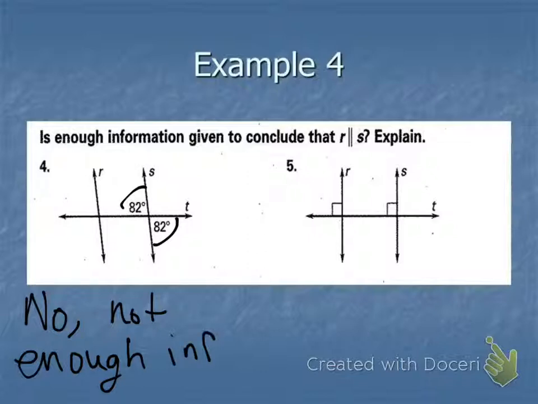And the reason is, these are vertical angles. Vertical angles are always congruent. It has nothing to do with whether S and R are parallel. What about number 5? Yeah. What's the reason on number 5?